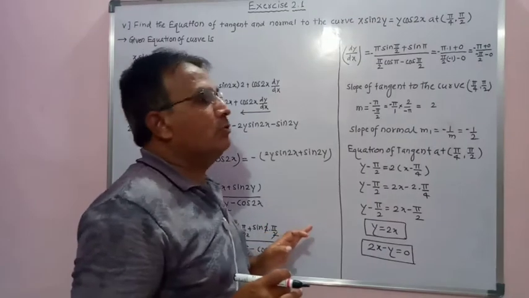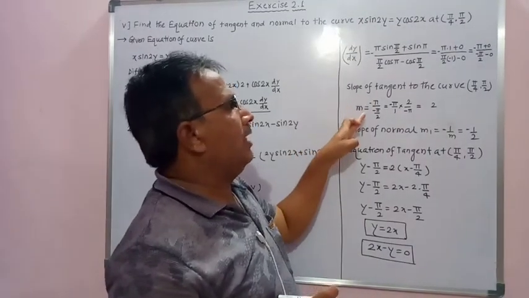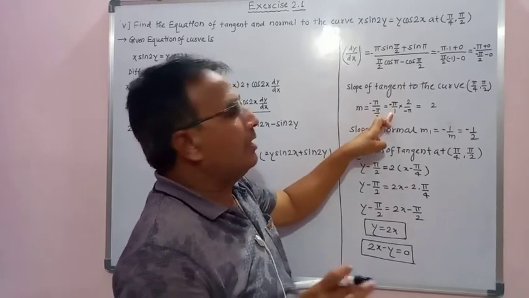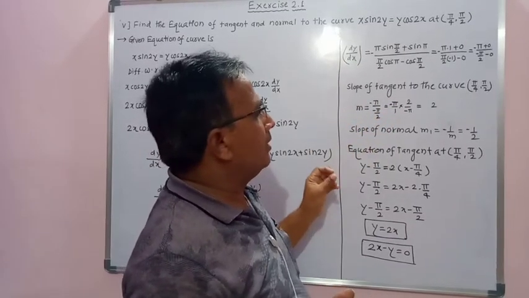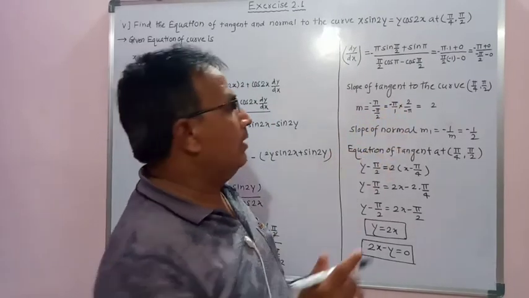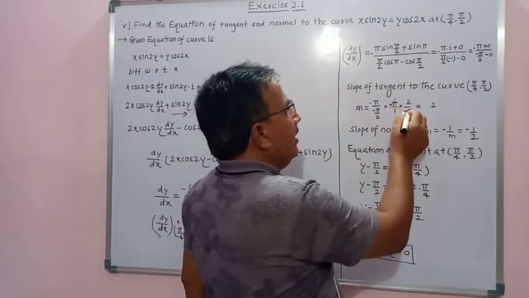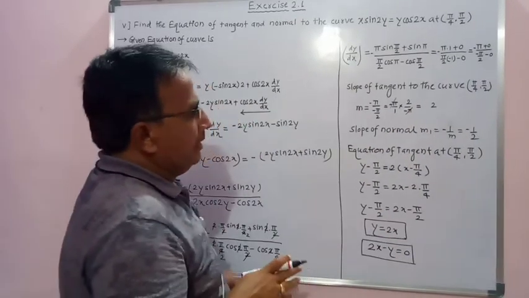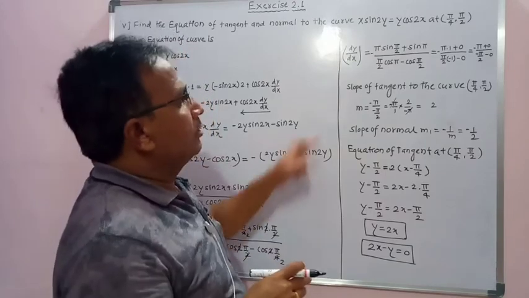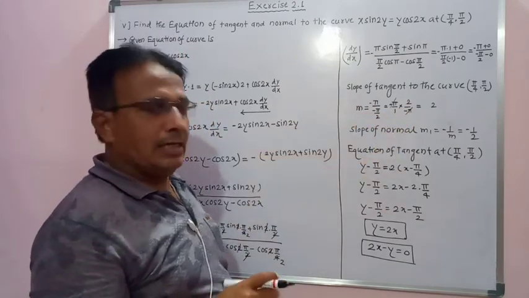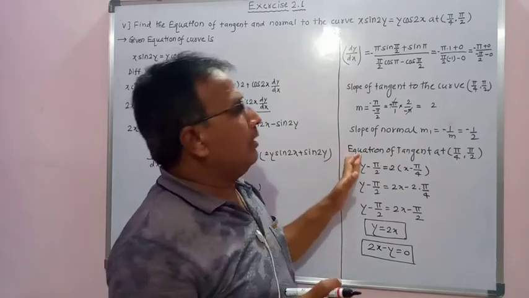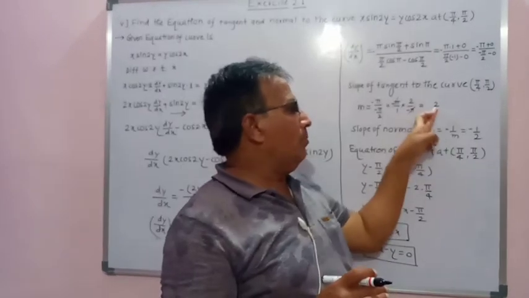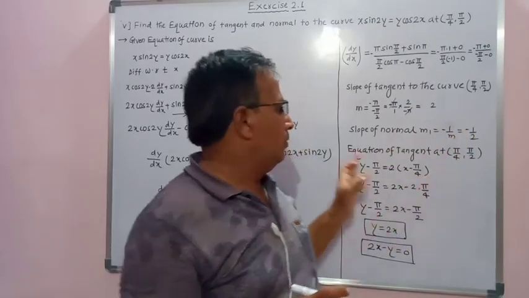Therefore, slope of tangent to the curve m equals minus pi divided by minus pi by 2. Therefore, minus pi divided by 1 into minus pi by 2. The reciprocal is 2 divided by minus pi. This minus pi and this minus pi are cancelled. Slope of tangent is 2, that is m. Slope of normal, that is m1, equals minus 1 divided by m. Therefore, the value of m is 2, so m1 is minus 1 by 2.